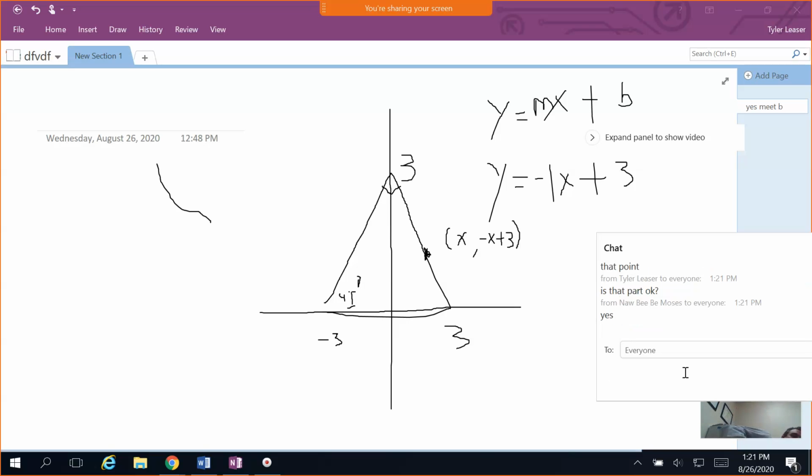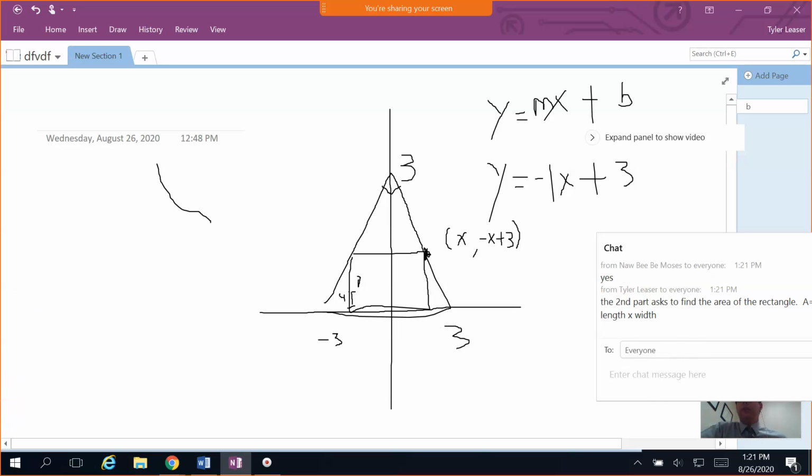Okay, cool. So then for the second part of the question, it's saying that if we have this rectangle, we need to find the area of the rectangle. And of course the area of the rectangle is just taking the length and multiplying that by the width. So over here, I'll write it all out. Area is just going to be the length times the width.